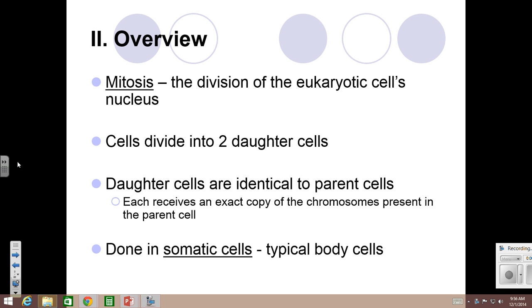So mitosis is basically when the cell's nucleus divides. So obviously this only happens in eukaryotes because prokaryotes don't have the nucleus. The cells are going to divide into two daughter cells, and those cells are going to be exact replicas of the original cell. So if there's 46 chromosomes in your original cell, each of the new daughter cells are going to have 46 chromosomes in each. And this is done in somatic cells. And a somatic cell is all of the cells in your body except for the egg and sperm in your body. So your skin, your nerve, your heart muscle, every cell in your body is going to be doing this.